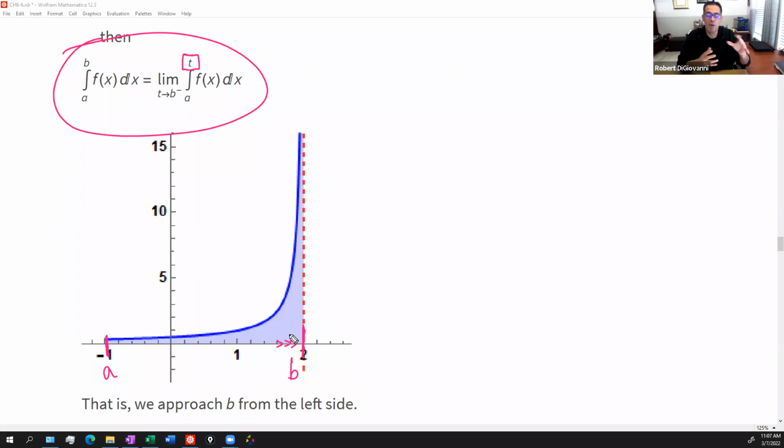So this is kind of like we were in the previous part of this section. We were replacing the infinity with T and then letting T go to infinity. Here we're replacing the point that has the discontinuity with T and then letting T approach that discontinuity from whichever side. The reason why I'm coming from the left is because our interval goes from A to B and our discontinuity is at the right endpoint. So I have to come in from the left. Make sense?